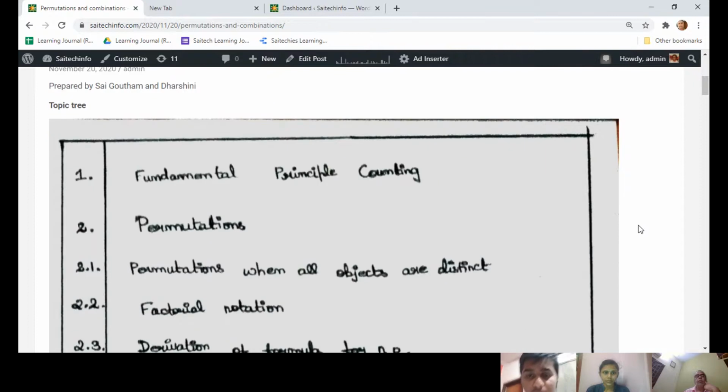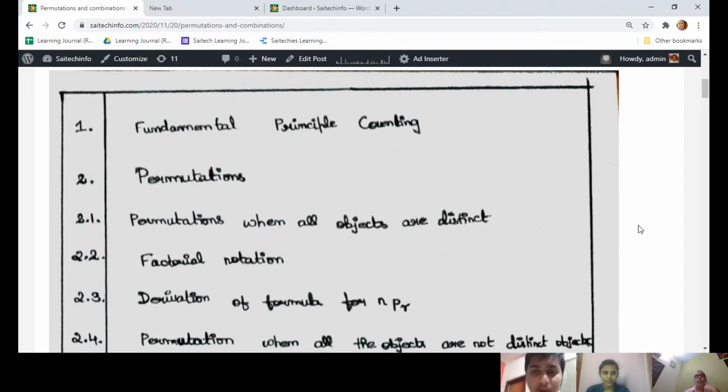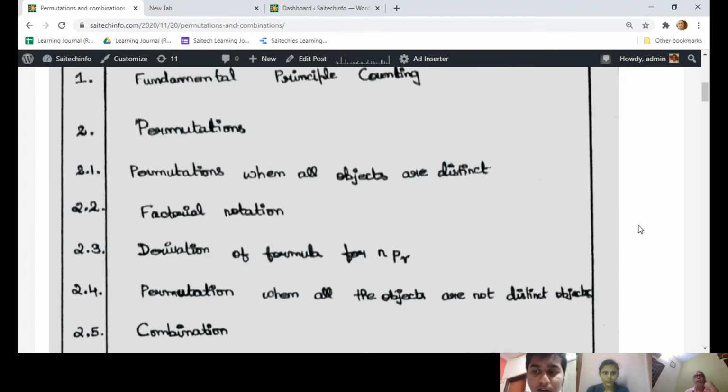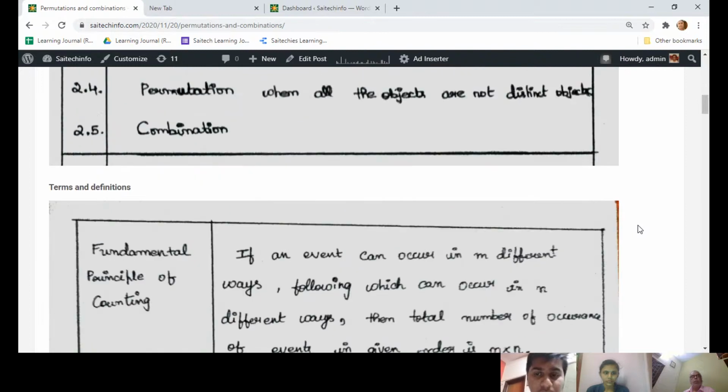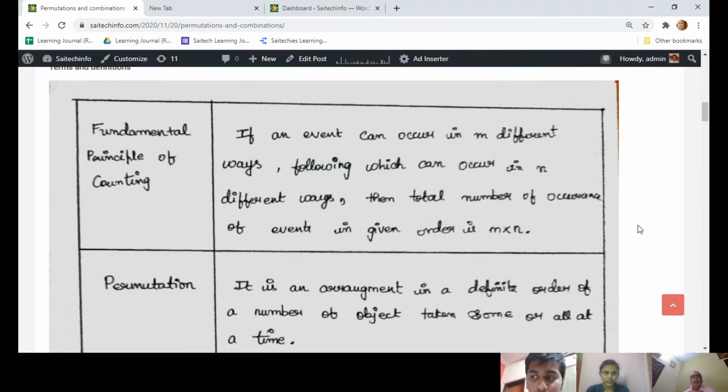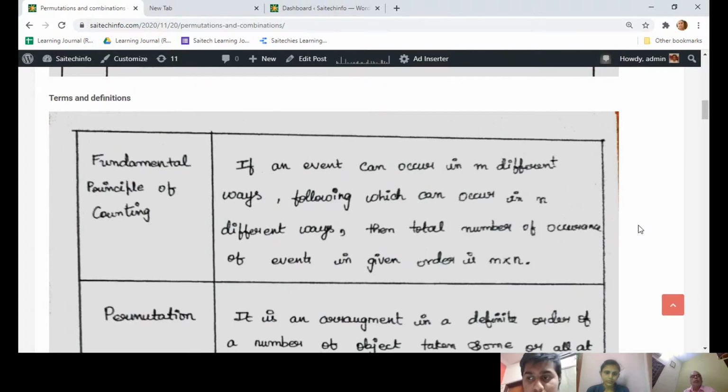In the first point we have the fundamental principle of counting, then permutations. In permutations we have four subtopics: permutations when all objects are distinct, factorial notation and derivation of the formula for nPr, and permutations when all the objects are not distinct. And then we have the last topic, combinations.